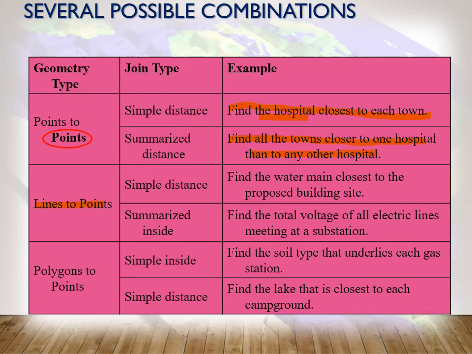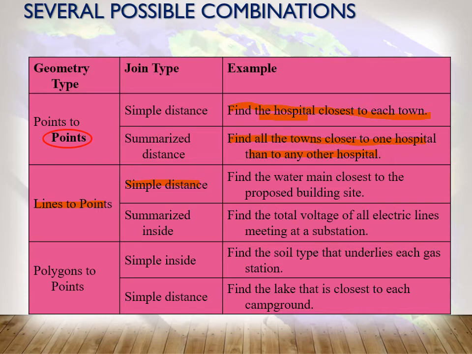What if you're doing lines to points? So you can either do a simple distance, find the water mains closest to the proposed building site, or find the total voltage of the electric lines meeting at a substation. So that would be an example of a summarized inside.